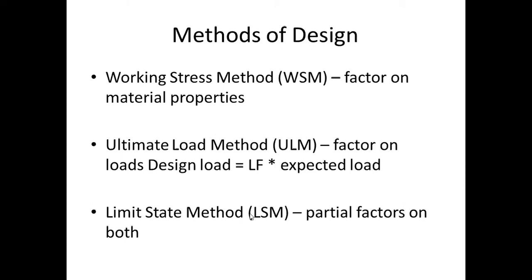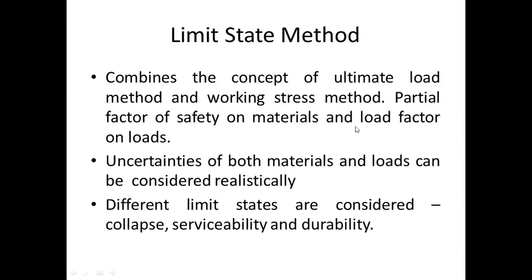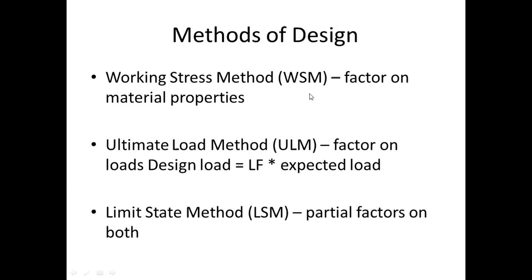So what are the types of design methods available? There is the working stress method, which is called the WS method. That is based upon the factor on only materials, and the stresses are within the allowable limits. In the ultimate load method, we generally use a factor on loads: the design load is equal to the load factor times the expected load, that is, the maximum expected load. And the last one is the limit state method, with partial factors on both material as well as the load. So two cases here.